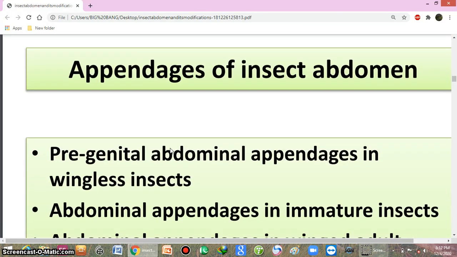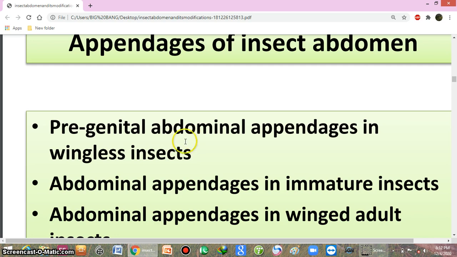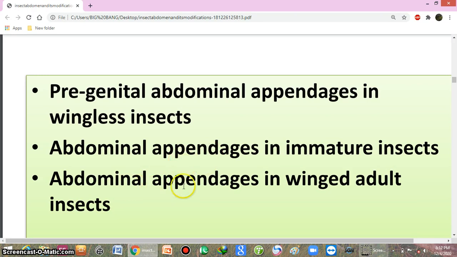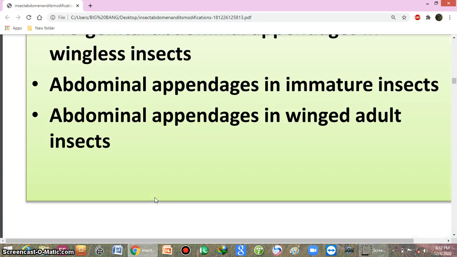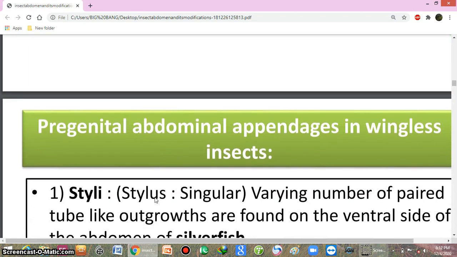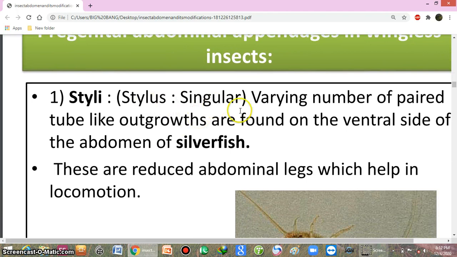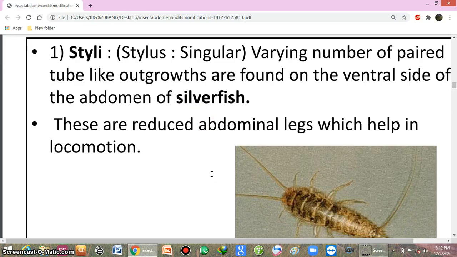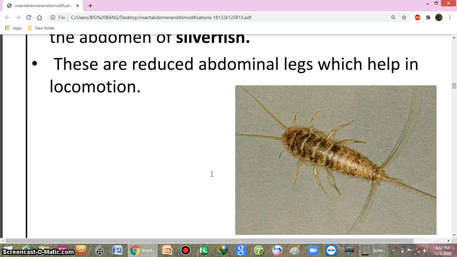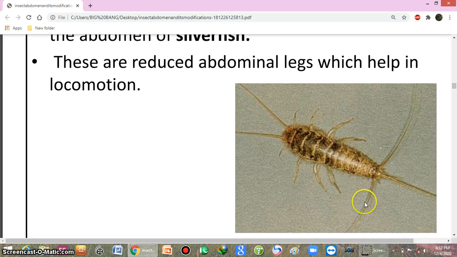Various appendages are present on the insect abdomen. Pregenital abdominal appendages in the wingless insects, abdominal appendages in the immature insects, abdominal appendages in the winged adult insects. Pregenital appendages in the wingless insects are the styli, and the singular is the stylus. Varying number of paired tube-like outgrowths are present on the ventral surface of the silverfish, and these are the reduced abdominal legs, which help in locomotion. This is the silverfish, and on the ventral side of the abdomen, styli are present for the purpose of the locomotion.